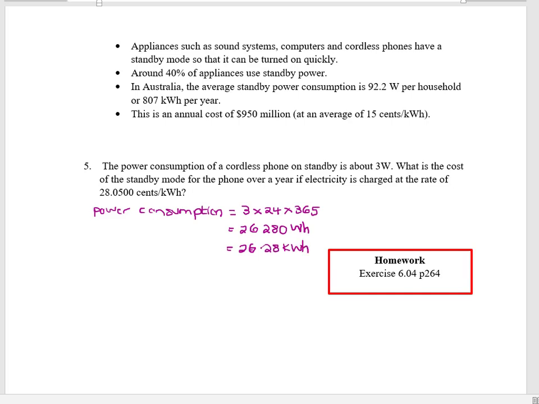And therefore, the annual cost is going to be that 26.28 multiplied by the cost, which is 0.2805. So remember to change that into dollars. And I get 7.371, etc., which is $7.37.